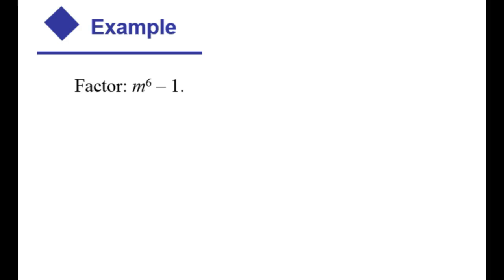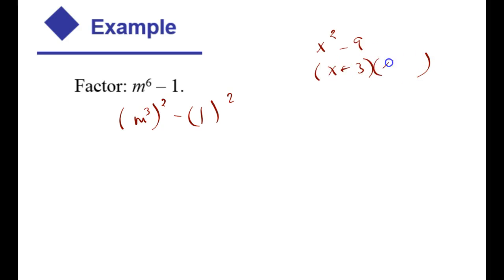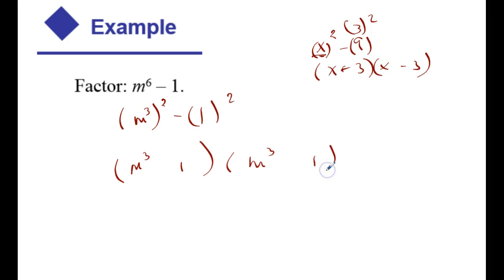Difference of two squares. Looks like I could factor this as, let's see, if I rewrite it as m cubed being squared, and 1 being squared, I can see the difference of two squares. Just like if I were to do x squared minus 9, I would factor this as x plus 3 and x minus 3, because x is being squared and 3 is being squared. I'm going to do the same thing here. m cubed is being squared, and 1 is being squared. The signs are different, so one's a plus and one's a minus.